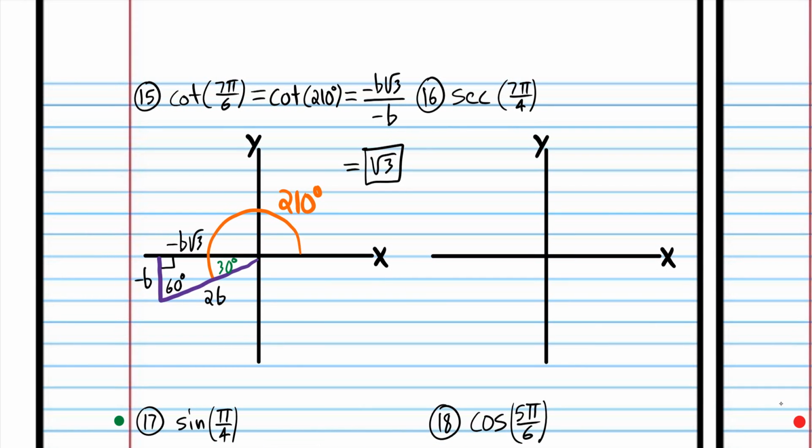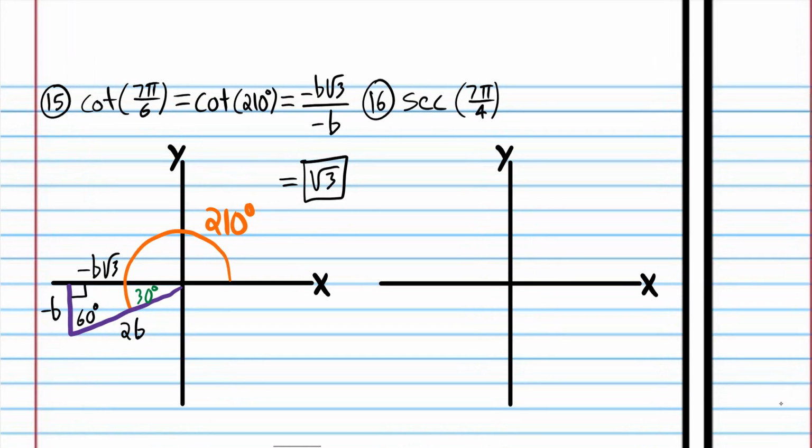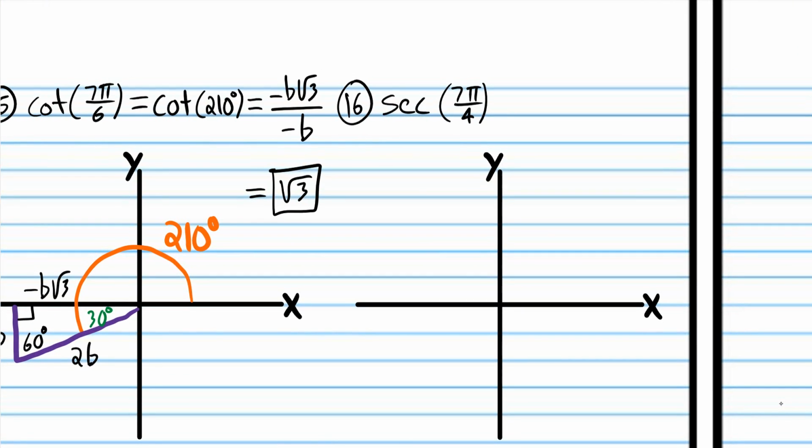Okay, so let's try one more of these. Now again, pi over 4 is 45 degrees, so 7 times 45 degrees would be 315. So let's draw that angle. That'd be roughly here. Doesn't have to be perfect. You don't have to use a protractor.